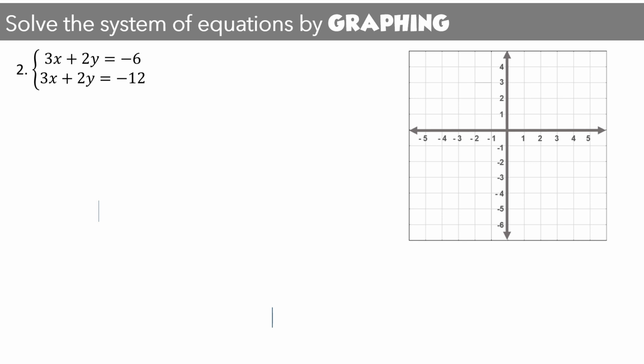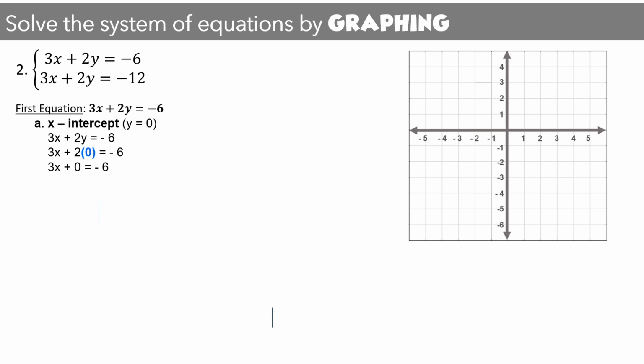Let us have another example. The same process, we will graph these 2 equations by getting its x and y intercepts. Let us start with the first equation, 3x plus 2y equals negative 6. Again, for x-intercept, you have to make y 0. Copy this equation again, then change y into 0, or just simply cancel 2 times 0. We'll have 0, since it has no value anymore.